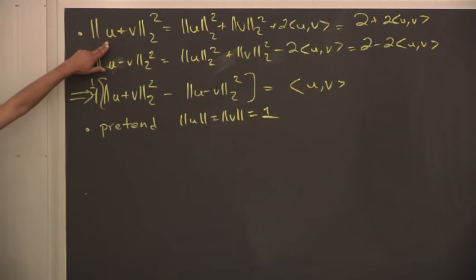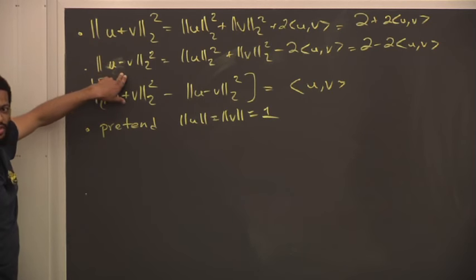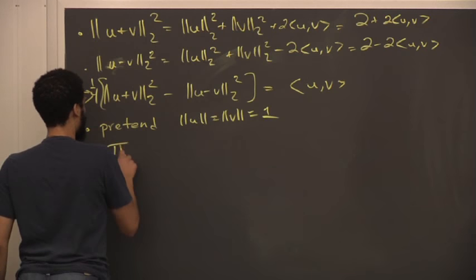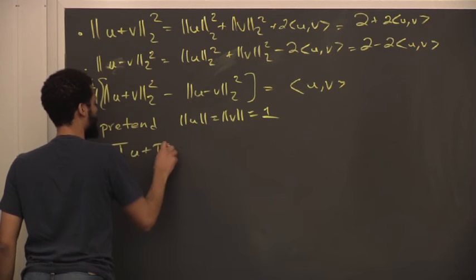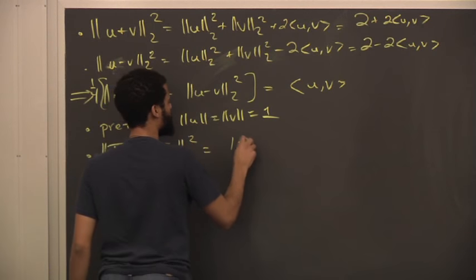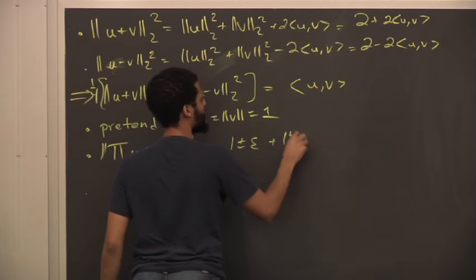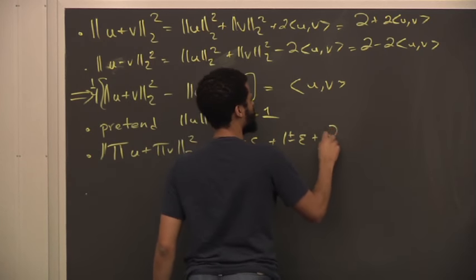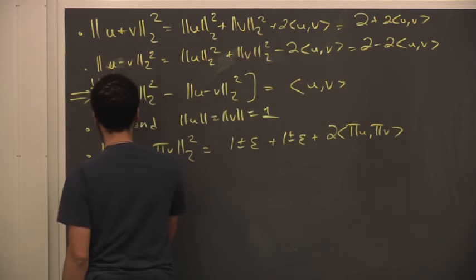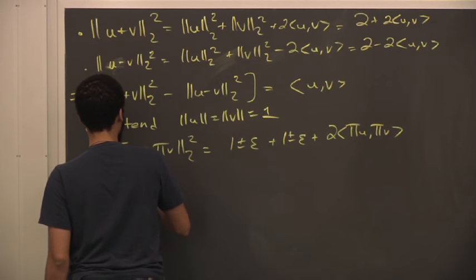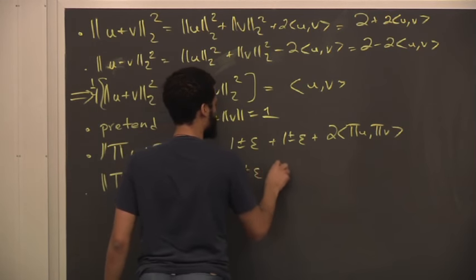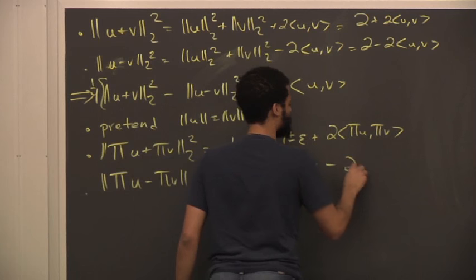Now, what if pi preserved u plus v and it also preserved u minus v? Right? We would have that the L2 norm squared of pi u plus pi v is equal to 1 plus or minus epsilon, plus 1 plus or minus epsilon, plus 2 pi u·pi v. And we would also have that pi u minus pi v squared is 1 plus or minus epsilon, plus 1 plus or minus epsilon, minus 2 pi u·pi v.